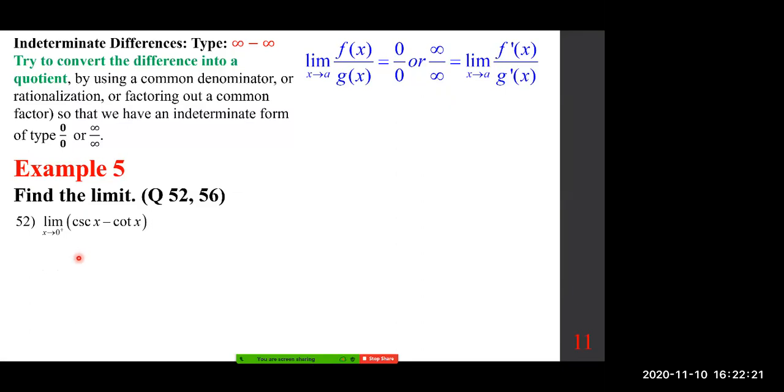Cosecant x, remember cosecant is 1 over sine. And cotangent is 1 over tangent. For this case, remember x is approaching 0, and I hope you remember the graph. So in both cases, we end up with infinity. This is 1 over 0 from the right, so it's infinity. And cotangent on the right of 0 is also infinity.